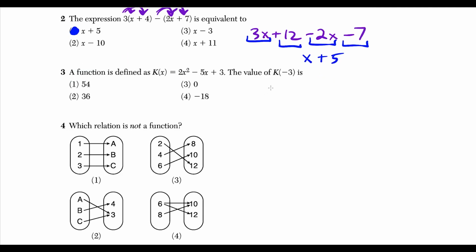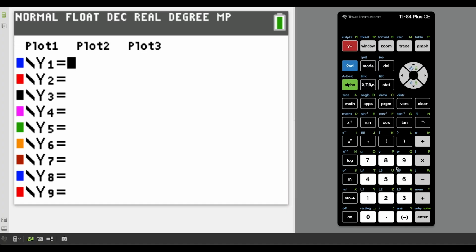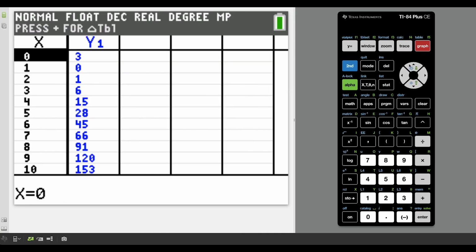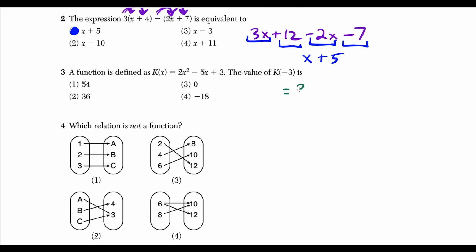Question 3, we're trying to find the value of k of negative 3. So this one here, we don't have to think too much. What we could do is we could just type this in on the y equals function. So we have 2x squared minus 5x plus 3. And we want to know what is the value of the function at negative 3. So we just hit second graph to go to the table. And if you go to negative 3, the y value is 36. So k of negative 3 is equal to 36, and we're going with choice 2.